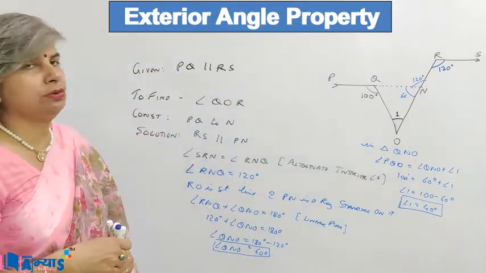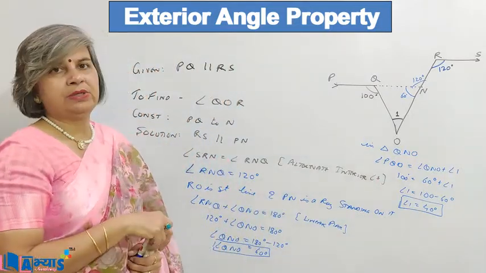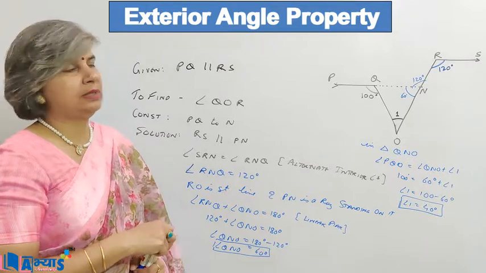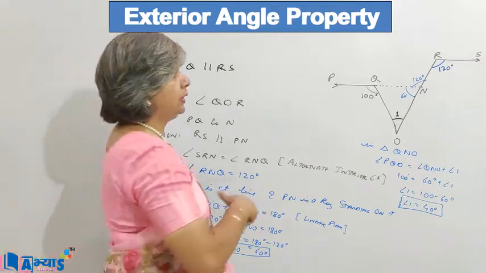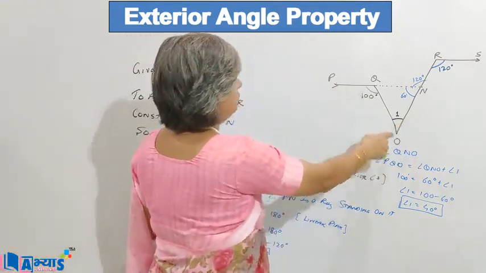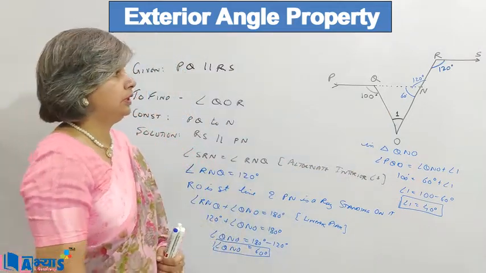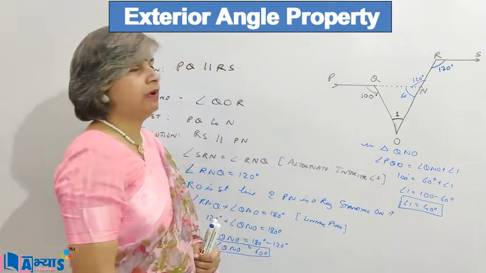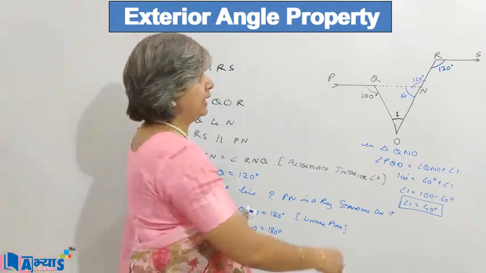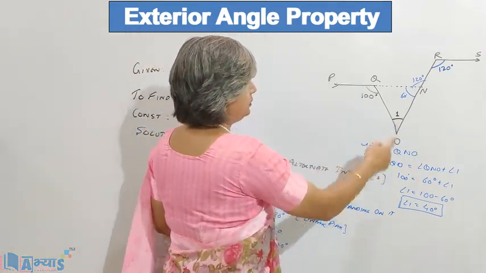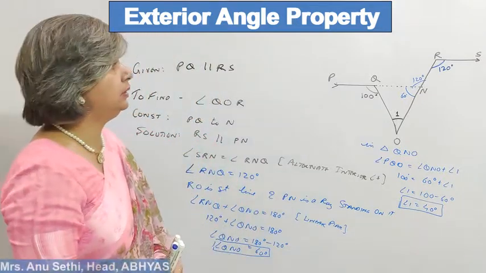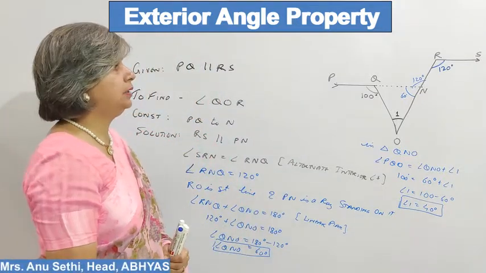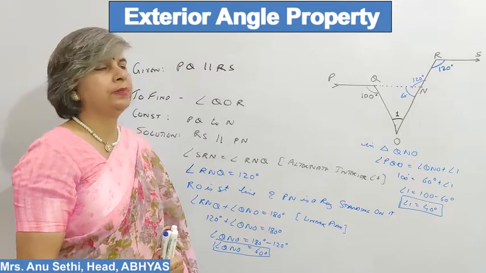So we have used the concept that the exterior angle is equal to the sum of interior opposite angles in a triangle. QNO is a triangle and PQO is the exterior angle. So the exterior angle will be equal to the sum of these two angles. One is 60 degrees, so 60 plus angle 1 is equal to 100. So angle 1 is equal to 40 degrees. This is how we can find the angle QOR in the figure.